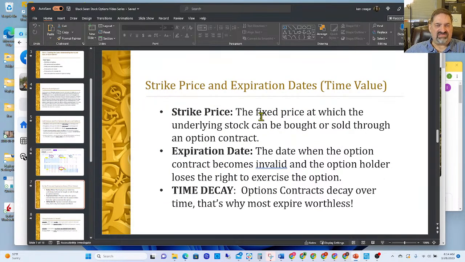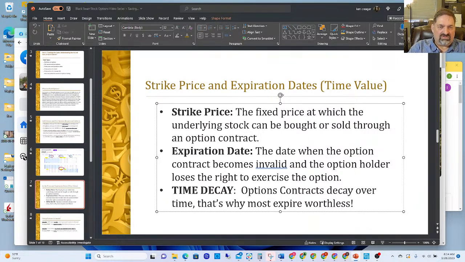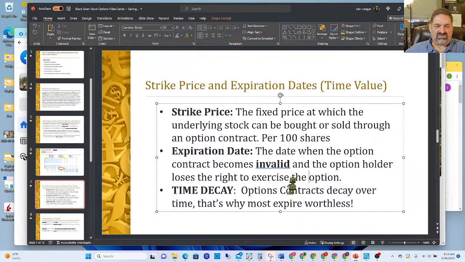So again, the strike price is the fixed price at which the underlying stock can be bought or sold through the options contract. An options contract controls 100 shares. The expiration date is when the contract becomes invalid. It will expire and you no longer have the right to anything. It'll just disappear, go away. So, time decay: options decay over time. And that's one of the reasons most of them expire worthless.